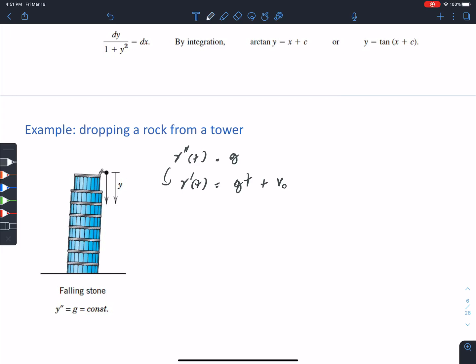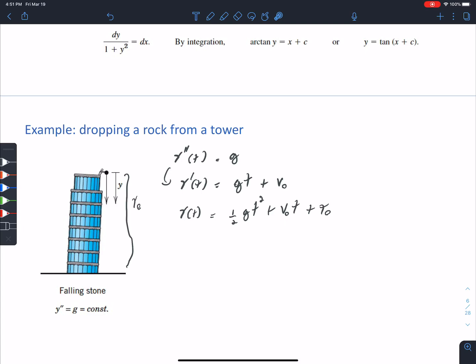We then repeat this process and integrate this again. So we have y of t will be 1/2 g t squared plus v naught t plus y naught. So now what is y naught? y naught is the initial height, right? So we have to write this here as y naught. So here you have a quadratic function that gives you the position of this mass as a function of time, given that you know the initial height and the initial velocity.